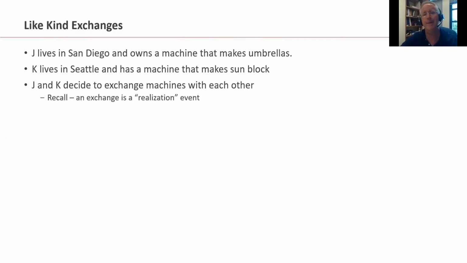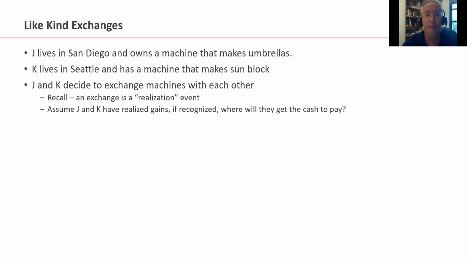Awesome. So remember, an exchange is a realization event. Sale, exchange, disposition. Exchange means amount realized minus adjusted basis, realized gain or loss, maybe recognized gain or loss. So if we assume that J and K have realized gains, if they're recognized, where would they get the cash to pay for this? Because remember, no cash changed hands. They just exchanged machines with each other. There is no cash in a true exchange.